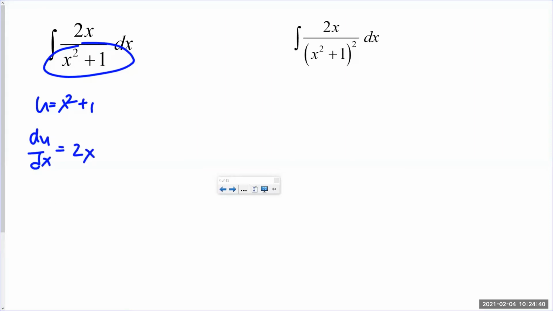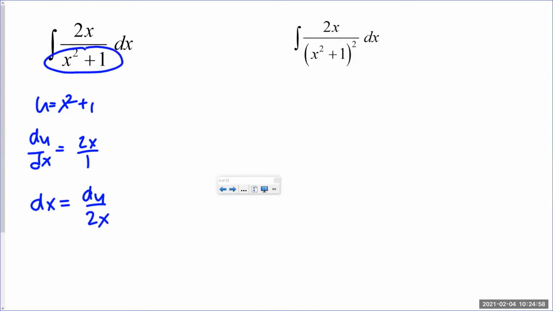2x, right? If I solve for dx, and you guys are good at this now, what you do is you cross multiply and you'll get dx is equal to du over 2x. If you replace your whole denominator and your dx, what you'll get is 2x times u times du over 2x. The 2 things I'm replacing are my u and my dx.